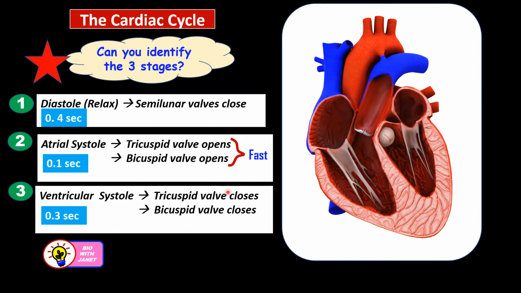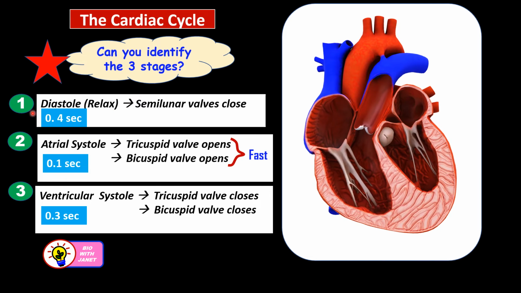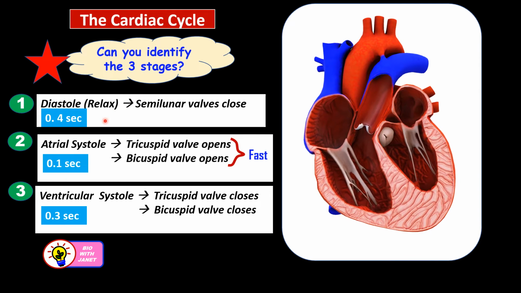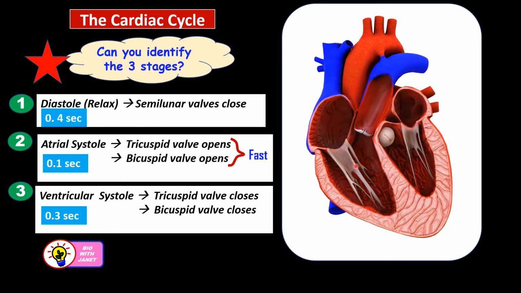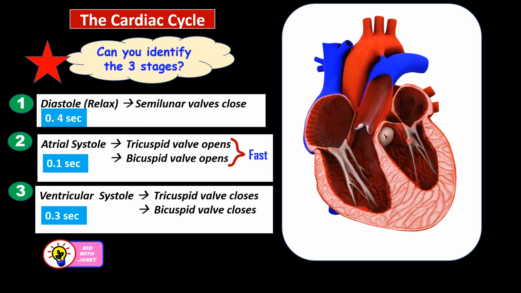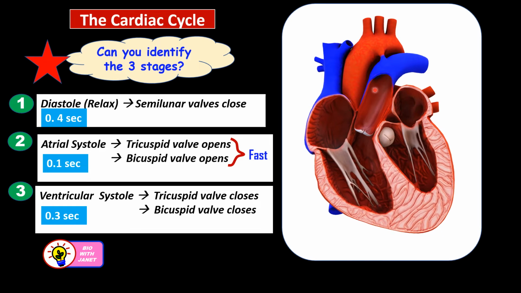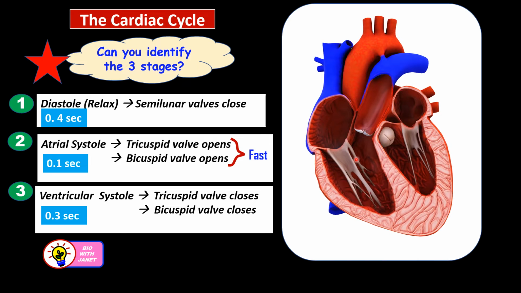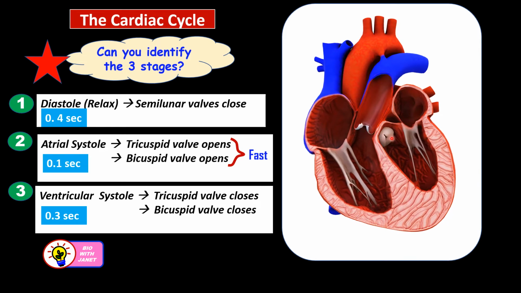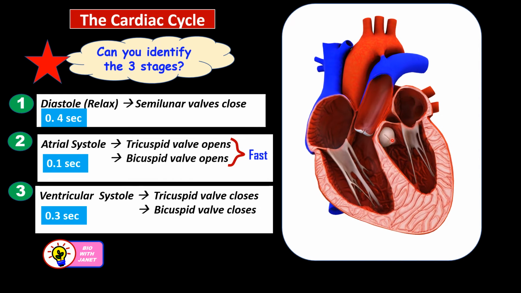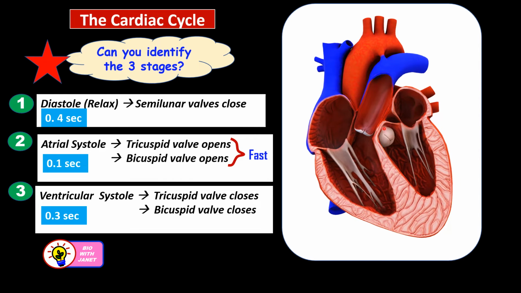Here is a fun exercise for you to try. Looking at this video of the beating heart, can you identify the three stages of the cardiac cycle? Now the first stage is called diastole, or relaxation of all the heart chambers, the atria and ventricles. When the whole heart is relaxing, blood tends to flow back into the ventricles, so the semilunar valves will close. That is our sign that it is diastole. This is stage 1.